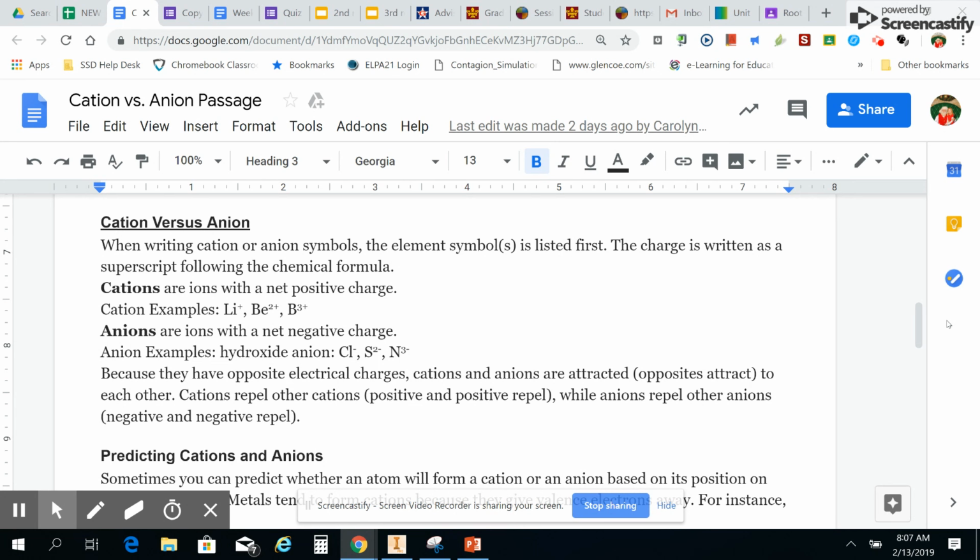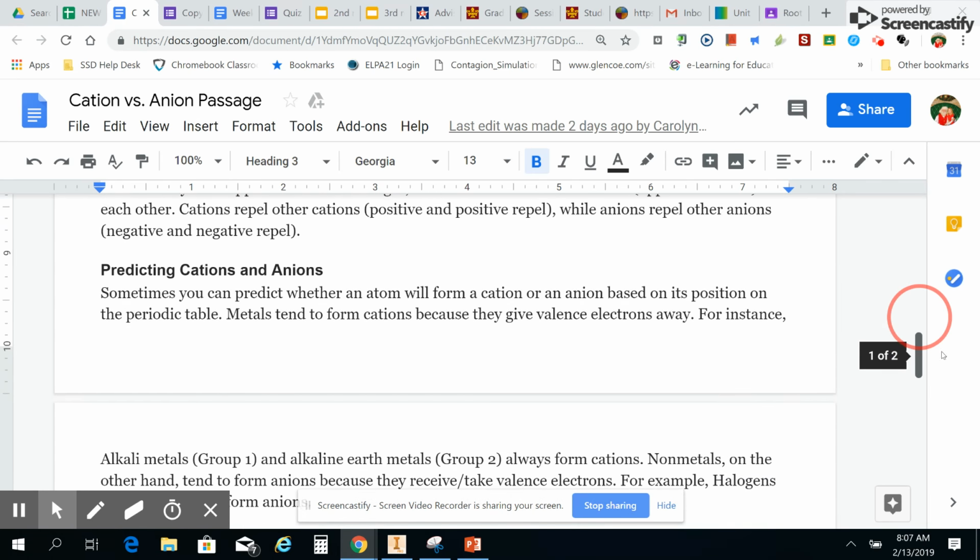Anions are ions with a net negative charge. Anion examples: hydroxide anion, Cl-, S2-, and N3-. Because they have opposite electrical charges, cations and anions are attracted to each other. Cations repel other cations, positive and positive repel, while anions repel other anions, negative and negative repel.